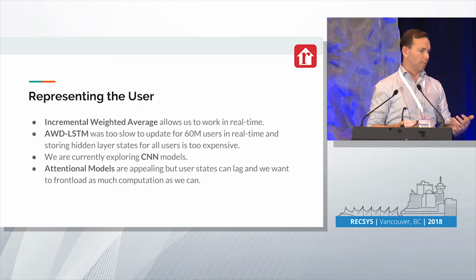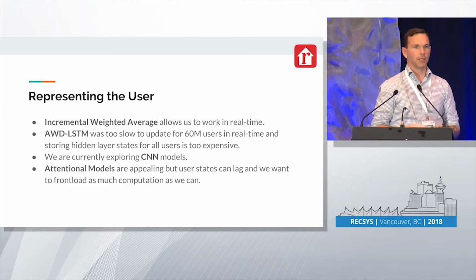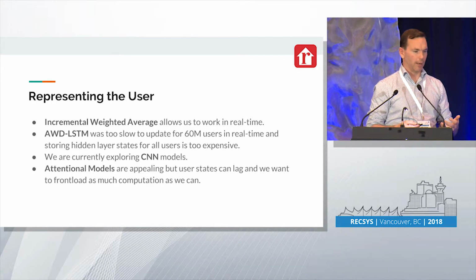I mentioned representing the user. I don't have time to dive into the different techniques. We've used a variety of different things. Incremental weighted averaging is the easiest, compared to learned weights, but it allows us to work in real time for all user interaction data.